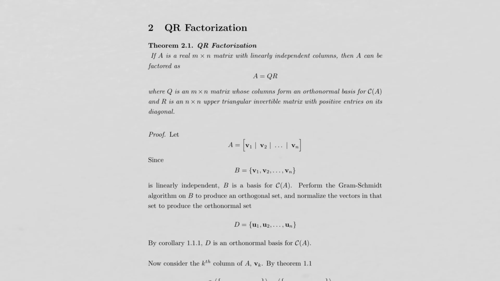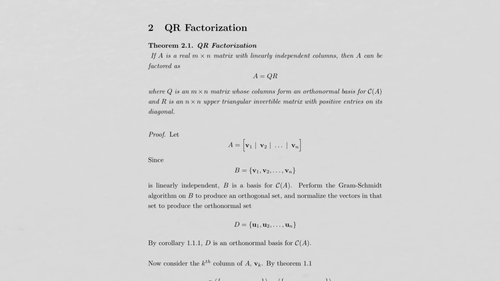Now we come to the main topic of this video, the QR factorization, and we'll start off with the main theorem. If A is a real m by n matrix with linearly independent columns, then A can be factored like this: A equals Q times R, where Q is an m by n matrix whose columns form an orthonormal basis for the column space of A, and R is a square n by n upper triangular matrix that's invertible and has positive entries on its diagonal.